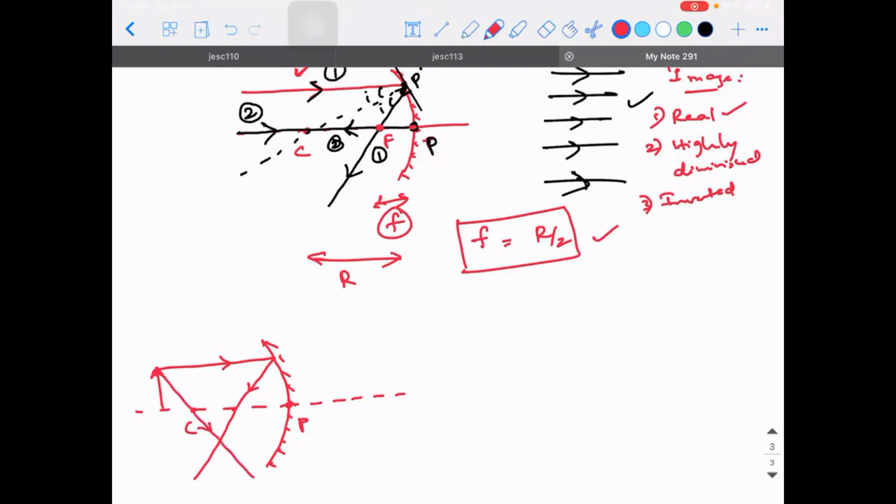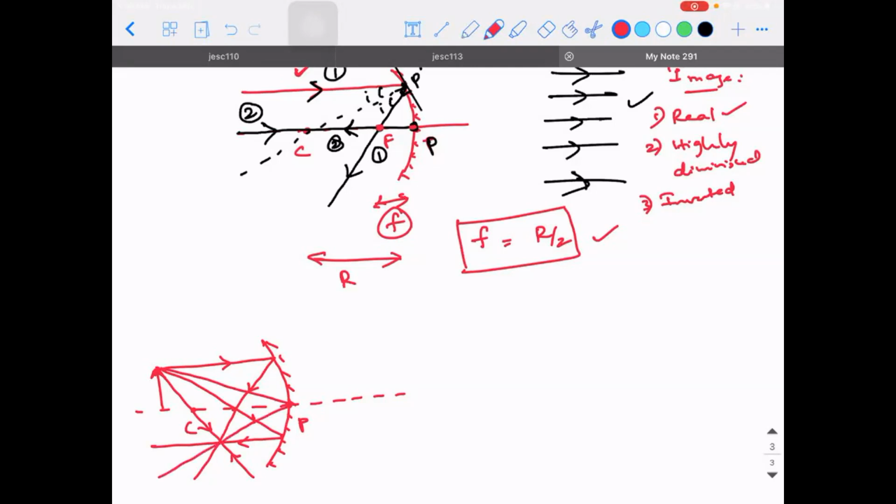If a ray is passing through the center of curvature, it will retrace its path. So two rays are enough for us to locate the image. Or else I could have done this also: if I take a ray through the focus, then after reflection, it should pass parallel to the principal axis. Another thing: if a ray is hitting the pole, then it should get reflected back symmetrically.